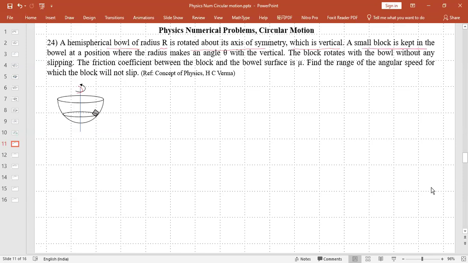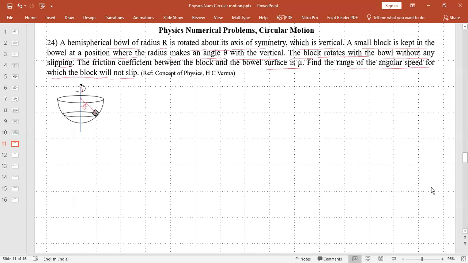A small block is kept in the bowl at a position where the radius makes an angle theta with the vertical. That means this is at a position where it makes an angle with the vertical. The block rotates in the bowl without any slipping. That means the block neither slips down nor slips up. The coefficient of friction is given as mu. Find the range of angular speed so that the block will not slip.